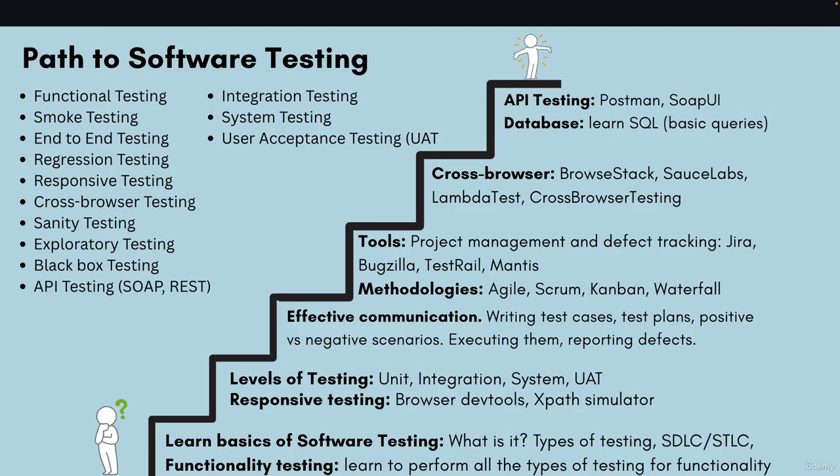Okay, so you're familiar with the levels of testing now. There's unit testing done by developers, and then we come in at integration and system testing, UAT. Those are the levels of testing from start to end. Effective communication: you got to be good at writing test cases, test plans, positive versus negative scenarios, you know what not to do. Those are also a part of test plans. Executing them and reporting defects. So you have to be very good at writing.